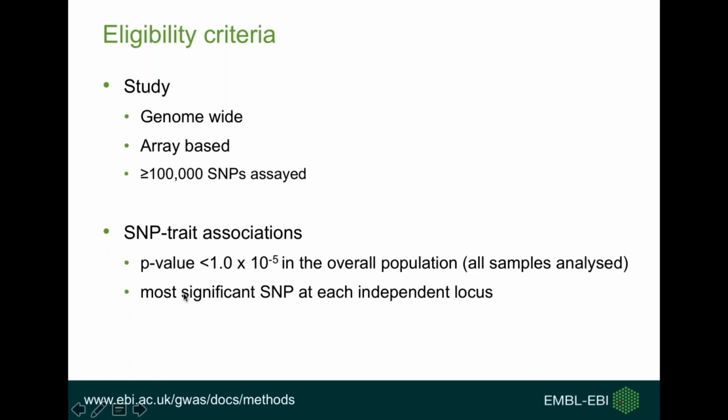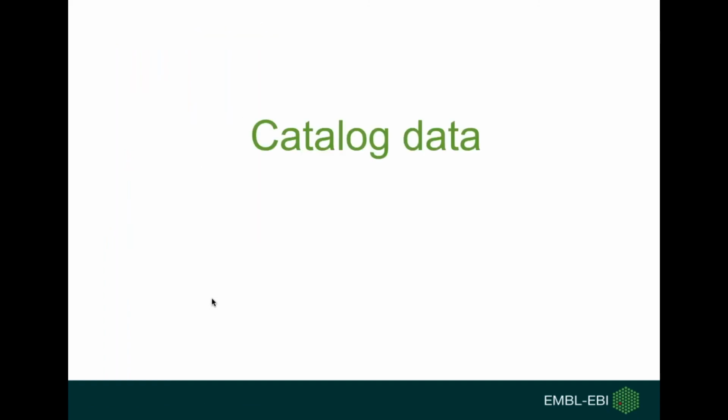And the SNP that we actually extract or include in the catalog is the most significant SNP at each independent locus. So we don't extract all the particular SNPs, we extract the one that is the most significant at each distinct locus. So now let's look at the catalog.